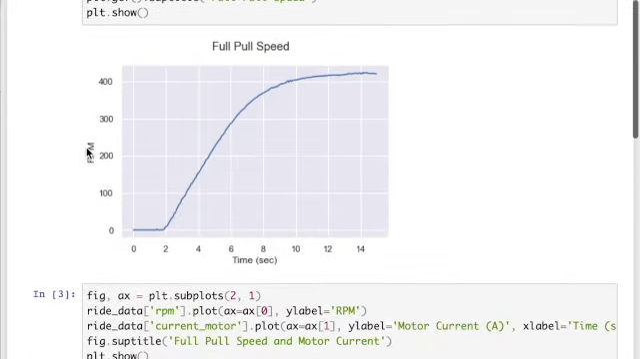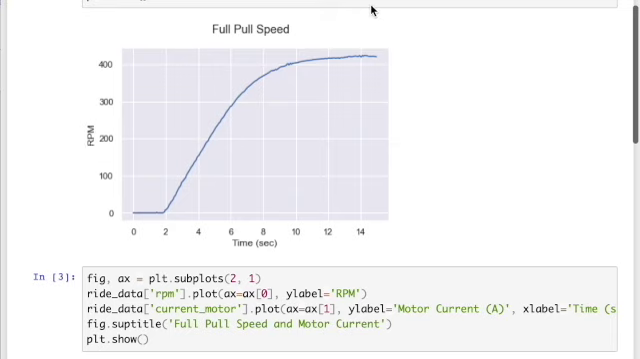The first graph is the RPM, which is proportional to the vehicle speed. The slope of this curve tells us how fast we are getting faster, or the acceleration. You can see the acceleration is fairly constant between 2 and 5 seconds. After that, the acceleration slows, and eventually the vehicle reaches top speed and the acceleration goes to 0.